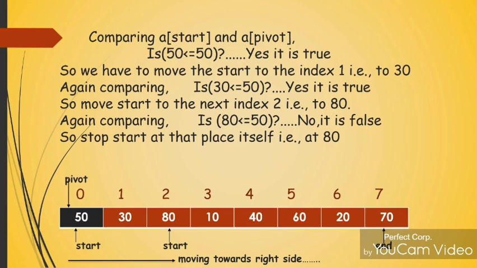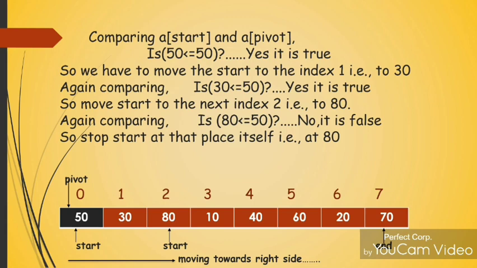Comparing A of start with A of pivot. Is 50 less than or equal to 50? Yes, it is true. So move the start to the index 1, that is to 30. Again comparing. Is 30 less than or equal to 50? Yes, it is true. So move start to the next index, that is 2.